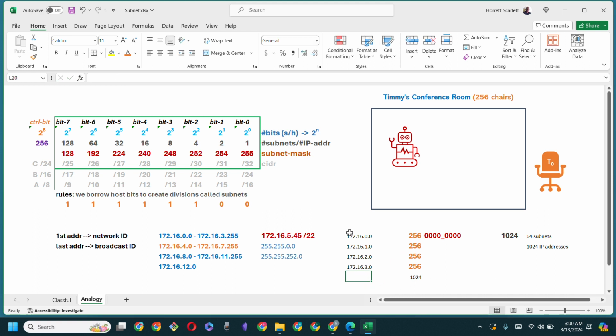So it therefore means that this one here, if we were just looking at the total IP addresses within that particular range, it's going to be 172.16.0.255. Did I put on the 255? Yes, I did.